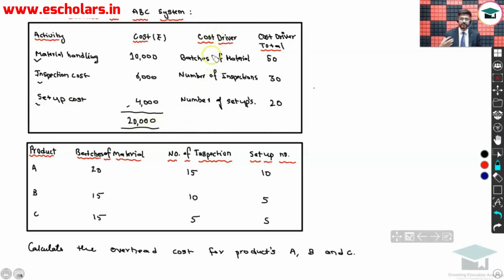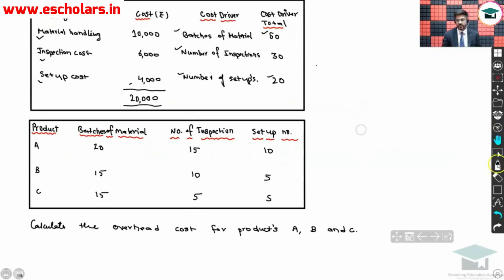Now we are already given the cost drivers. Your material handling driver is batches of material. Total batches of material, which is the cost driver total, is 50. Inspection cost driver is number of inspections, which are 30. Setup cost driver is number of setups, which are 20.